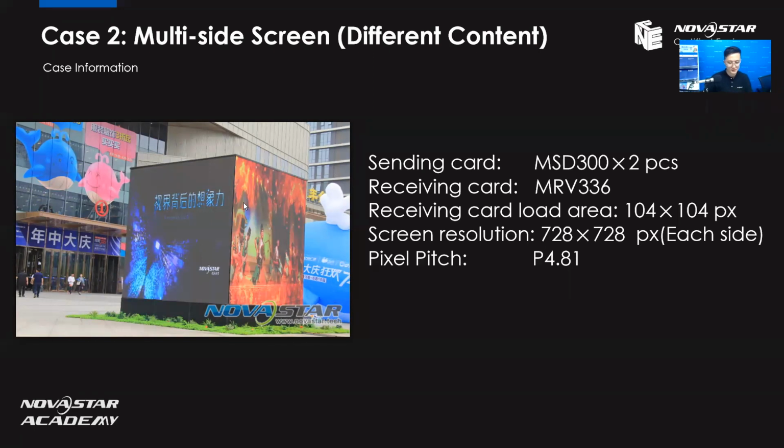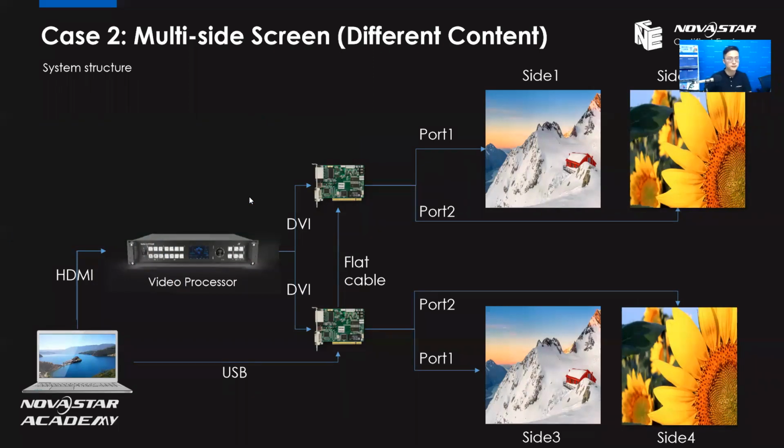Some of you may already know this, but because this is a training, I will show you how to do it. Things will be a little more complicated than before. The difference is that we are using 2 sending cards here. In the middle is a flat cable, which we use to cascade these 2 sending cards. So we can send the DVI source to each sending card. From the video processor, we give 2 DVI outputs, one to each sending card.